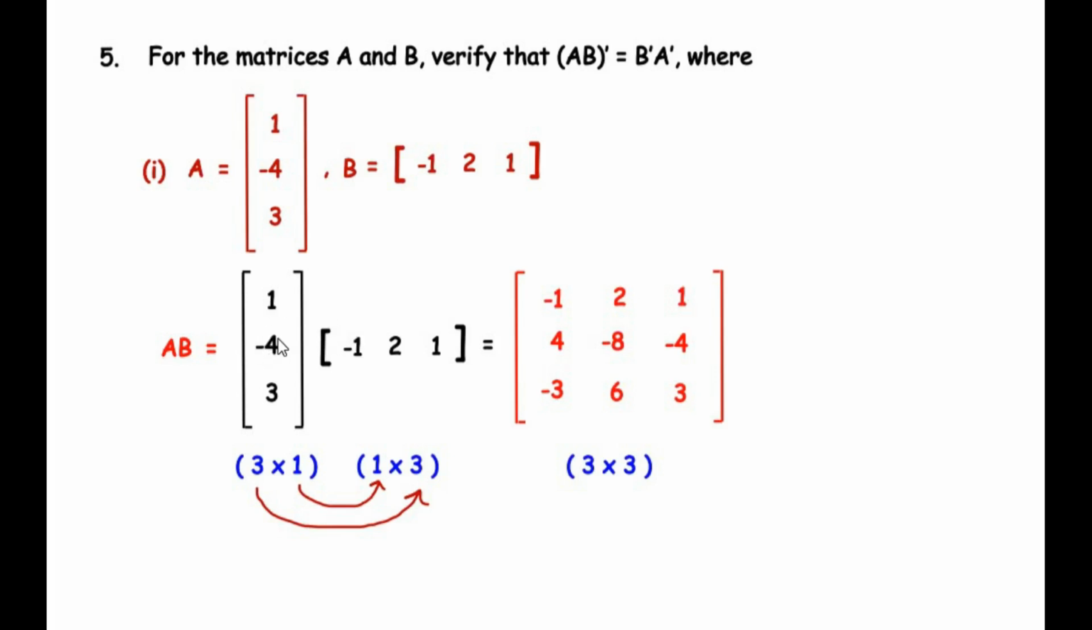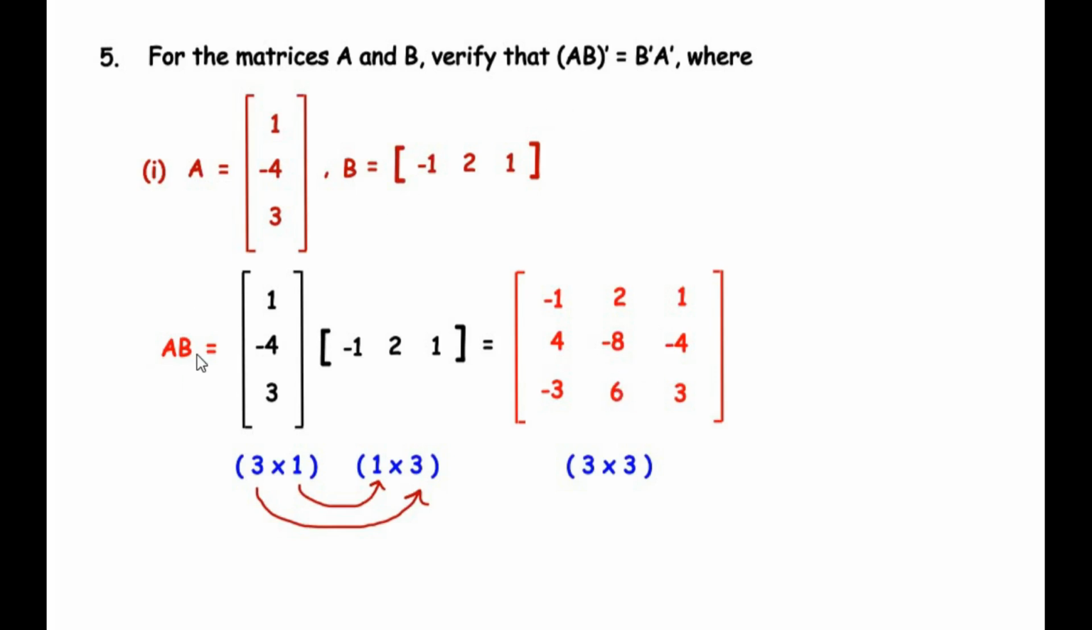Next, the second row element multiplies with each and every element. So minus 4 times minus 1 is plus 4, minus 4 times 2 is minus 8, minus 4 times 1 is minus 4. Now the last row, that is 3 times minus 1 is minus 3, 3 times 2 is 6, and 3 times 1 is 3. So this is how we got 3 rows and 3 columns, giving us a 3 by 3 resulting matrix.